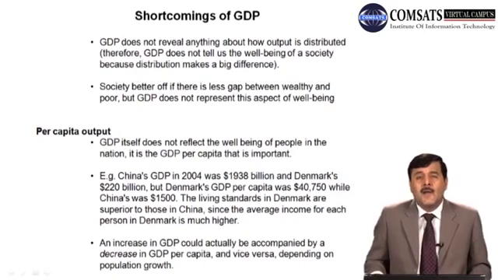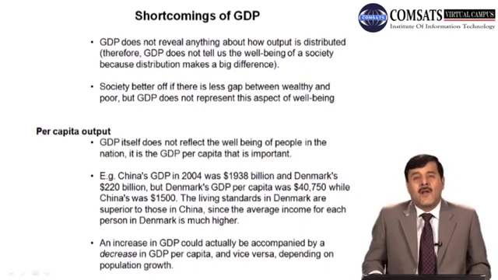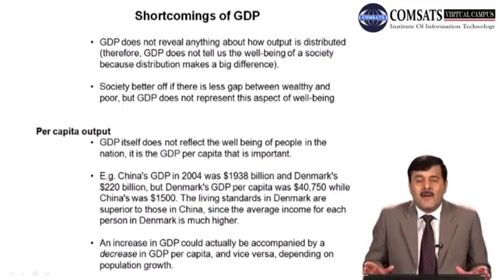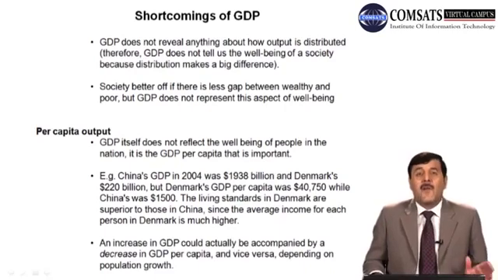Now we'll talk about the per capita output. GDP itself does not reflect the well-being of the people in the nation. It is the GDP per capita, in fact, that is important. तो जब हम बात करते हैं कि हम ये कहते हैं कि GDP is one of the measure or the tool of the society welfare, तो actually it does not exactly reflect the well-being of the people in the nation. In fact, it is the GDP per capita.